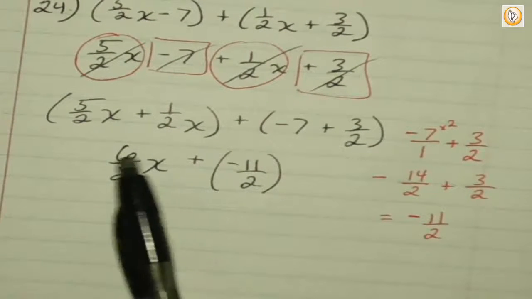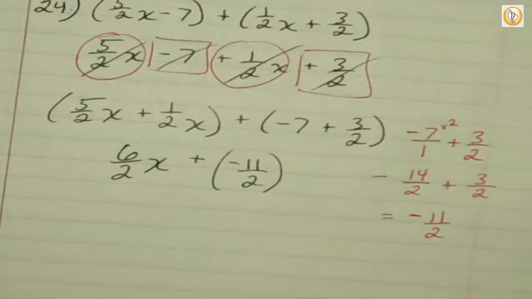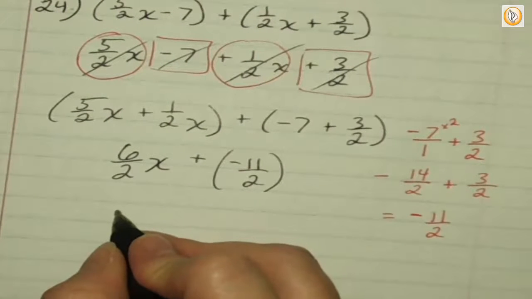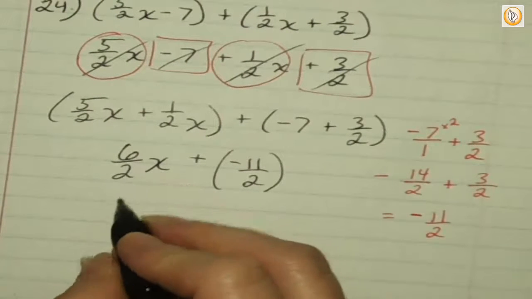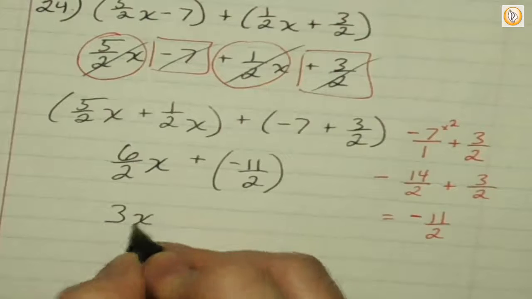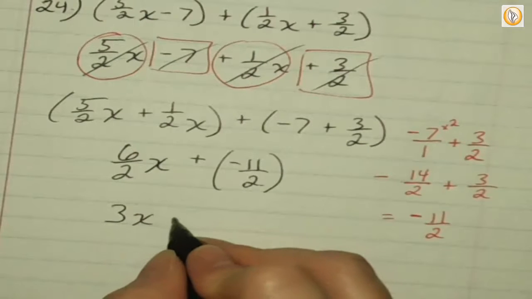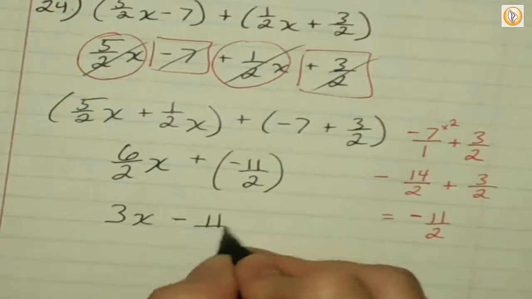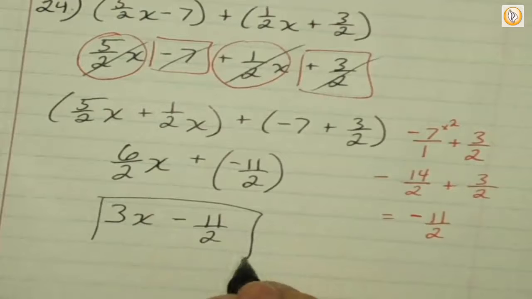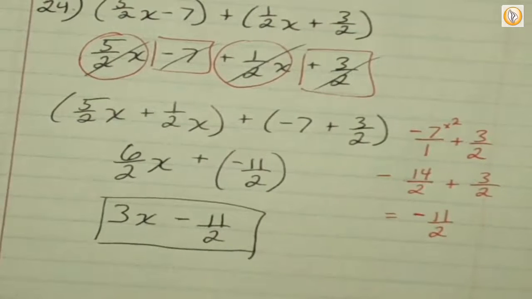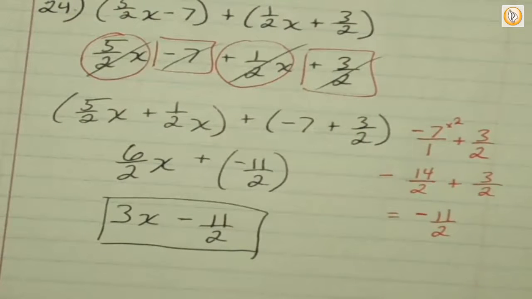And we can simplify. 6 divided by 2 is, Aiden? 3 over 1. Or we can say 3x minus 11 over 2. Any questions? You are going to have to be able to do fractions. And y'all can do it.